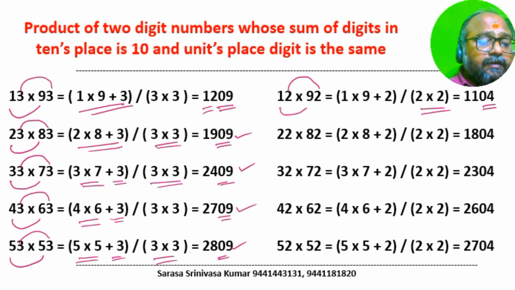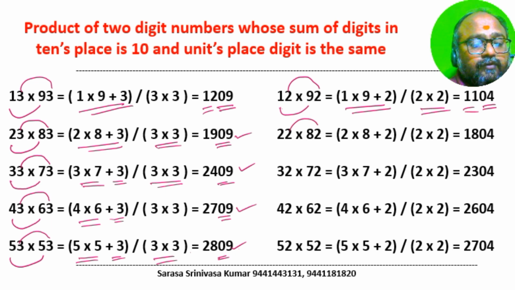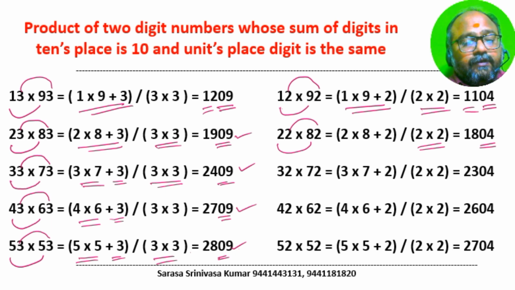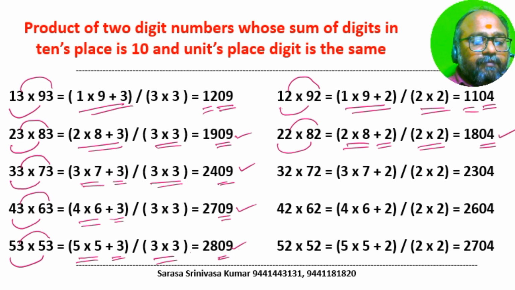Multiply the digits in tens place 1 and 9 and add units place digit 2. 9 plus 2 is 11. 1104 is the answer. So multiply the digits in units place 2 into 2, 04. We write 04. Multiply the digits in tens place 2 into 8, 16 and add units place digit 2, 1804. Multiply the digits in units place 2 into 2, 04.